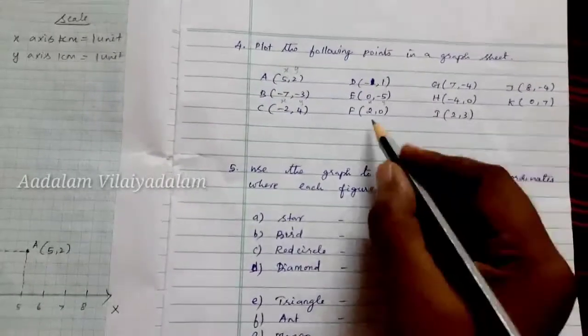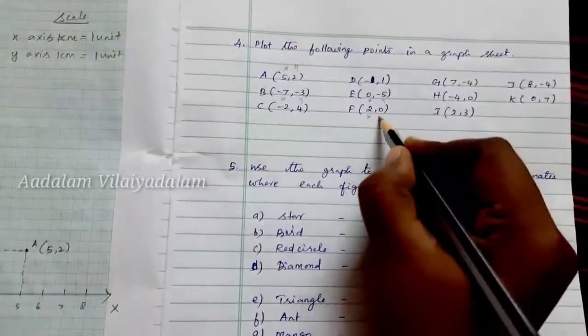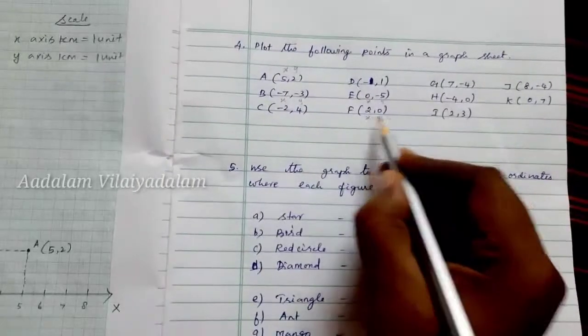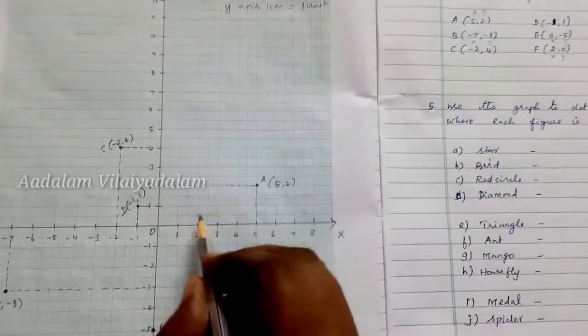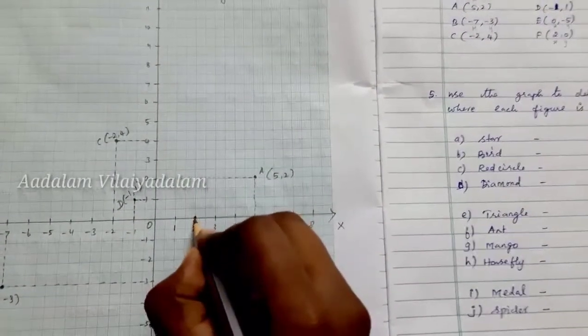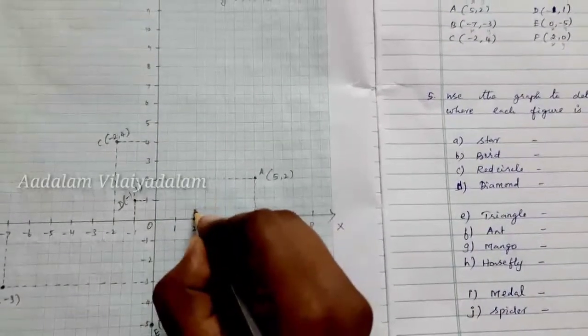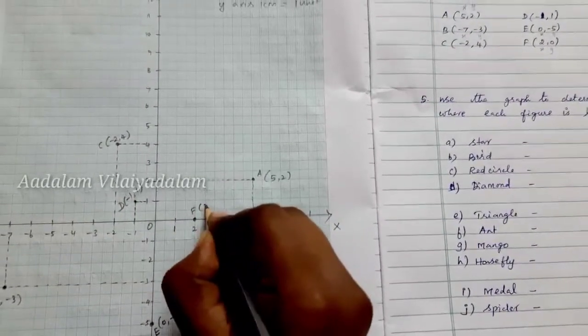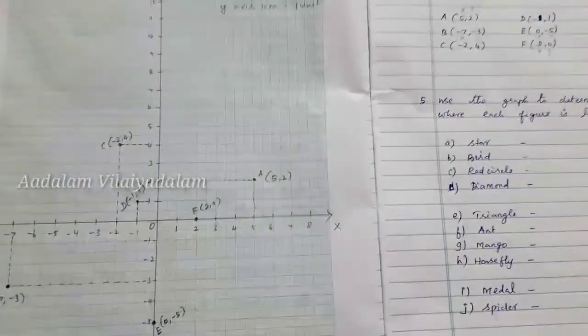The same way for the 2, 0, this is x, this is y. Look at in x-axis and look at in the y-axis. So 2, that is in positive sign. Therefore the answer will be, this is the one. On the point you can write F equal to 2, 0.